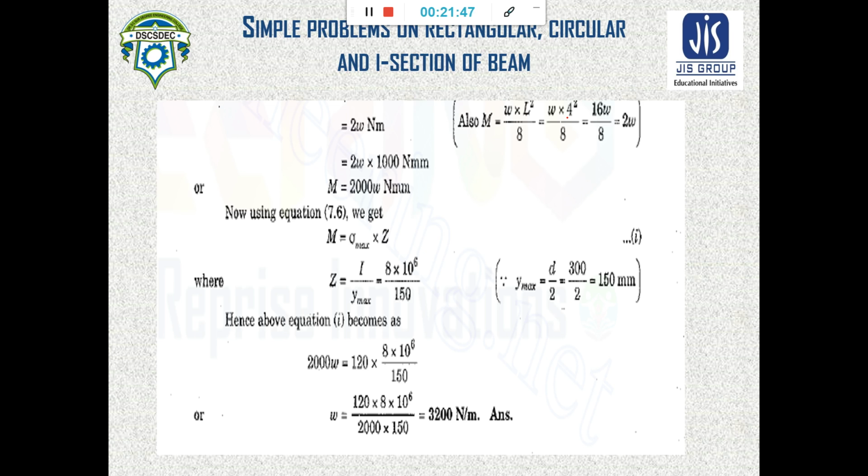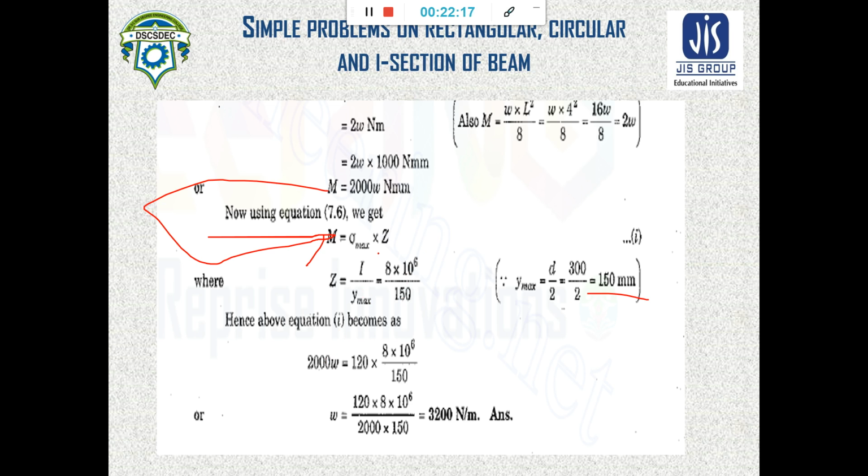Now we can put this value directly into the section modulus equation, that is our moment of resistance equation. Bending moment is equal to sigma max into Z. Now Z is equal to I by Y max, and Y max is d by 2, that is depth by 2, and depth is given as 300 mm. So Y max is 150 mm. From that we can find out the Z.